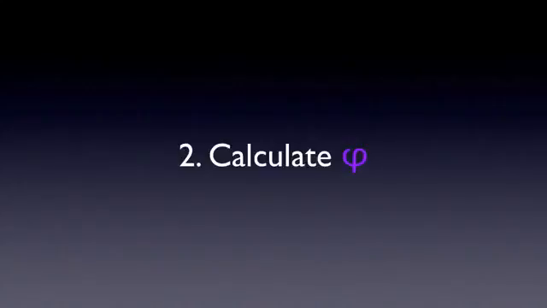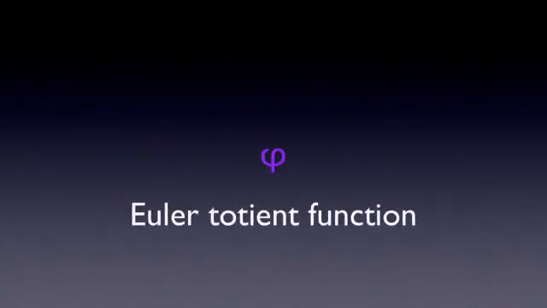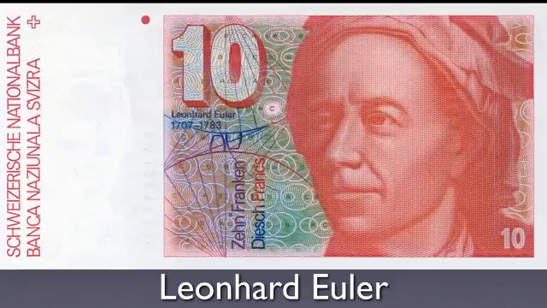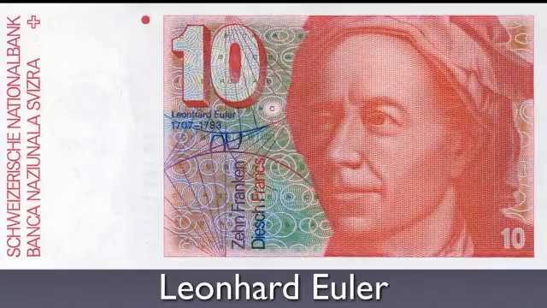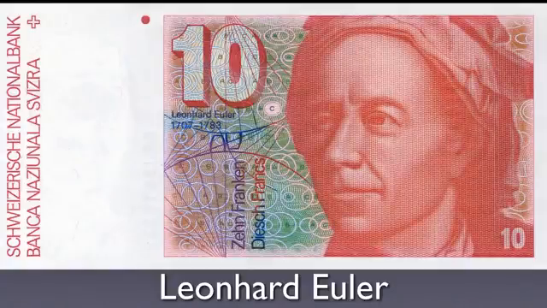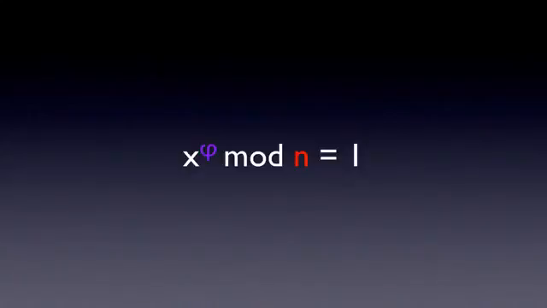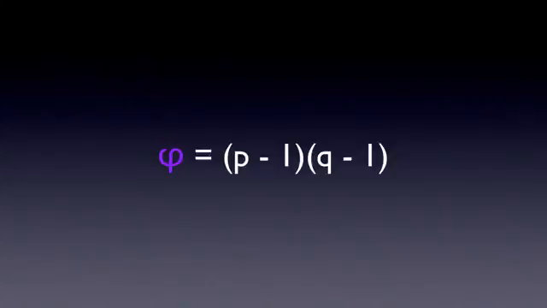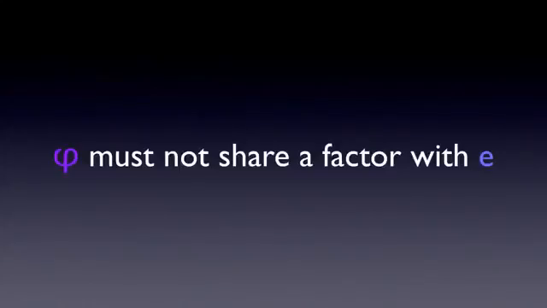So the second step is to calculate phi. So phi is a mathematical constant which stands for the Euler-Totient function, which is named after one of the great mathematicians of all time, Leonhard Euler, as commemorated on this Swiss franc bill. So we need to find a number phi so that almost any x raised to phi mod n will result in 1. This is important because it will allow us to derive the inverse of e. Phi is calculated as the product of p minus 1 and q minus 1. It also has the limitation that phi must not share a factor with e. So you just have to check this before you continue using the algorithm.